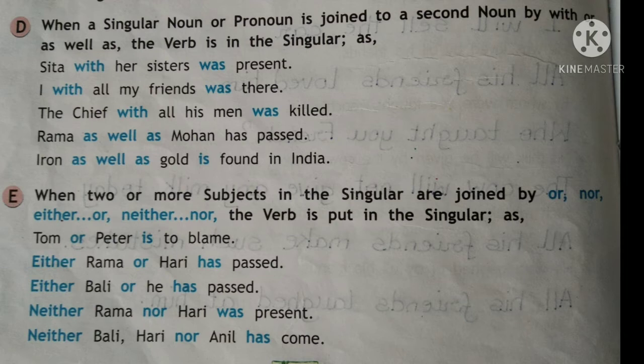Now when two or more subjects in the singular are joined by "or", "nor", "either...or" or "neither...nor", the verb we put is in the singular. So in a sentence, if we see "or", "nor", "either...or" or "neither...nor", we have to write the singular verb. For example, "Tom or Peter is to blame." So "is", though there are two names, but there is "or" between them. So we write a singular verb, that is "is".